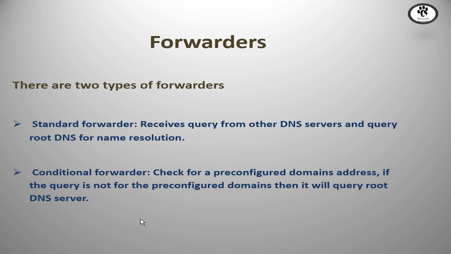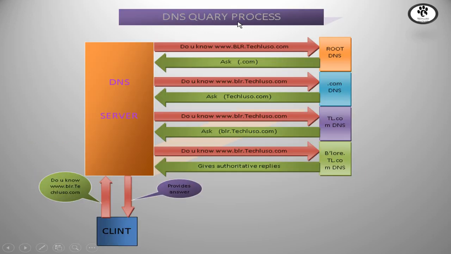In this there are two types of forwarder. Forwarder means just forwarding the information from one server to another server. One is the standard forwarder and the other is the conditional forwarder. A standard forwarder receives a query from another DNS server and queries the root DNS for name resolution. This we can call a standard query.